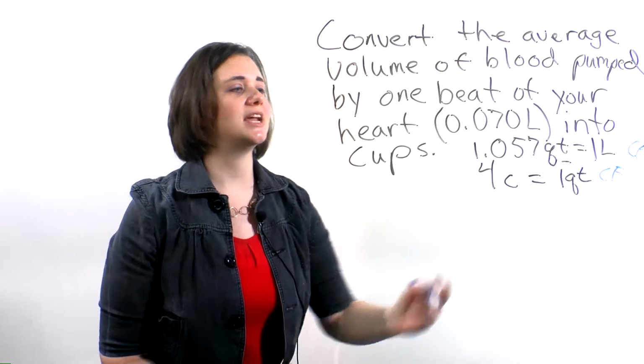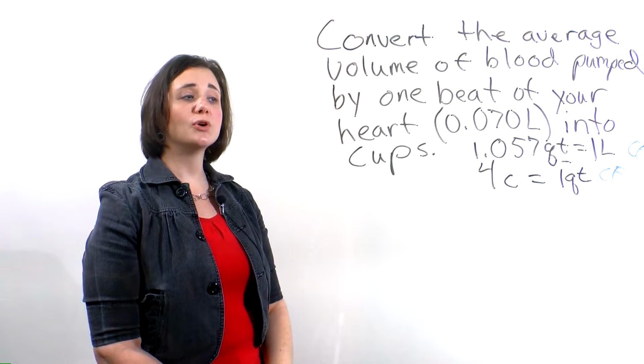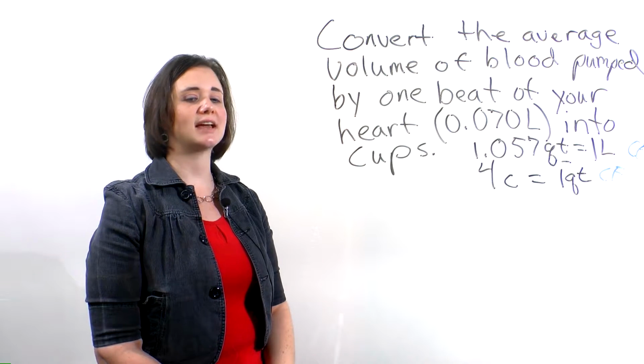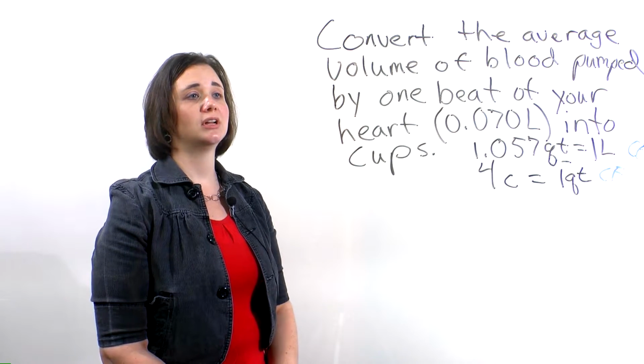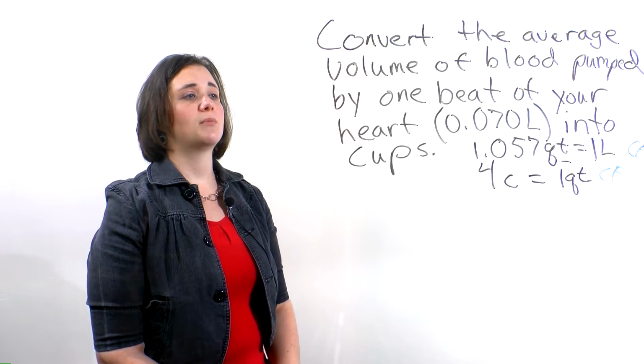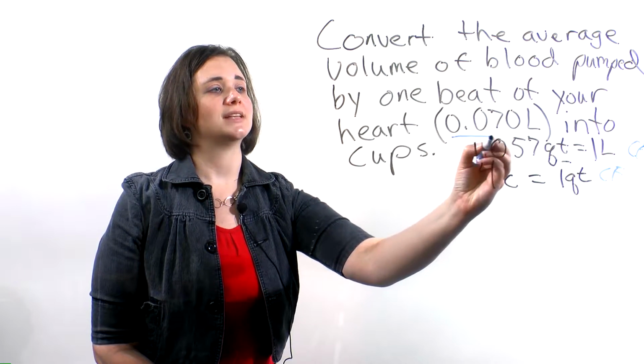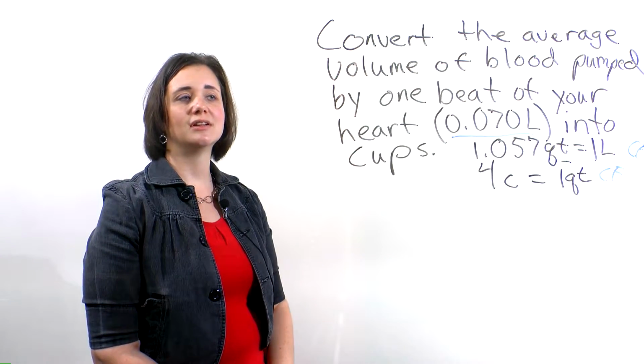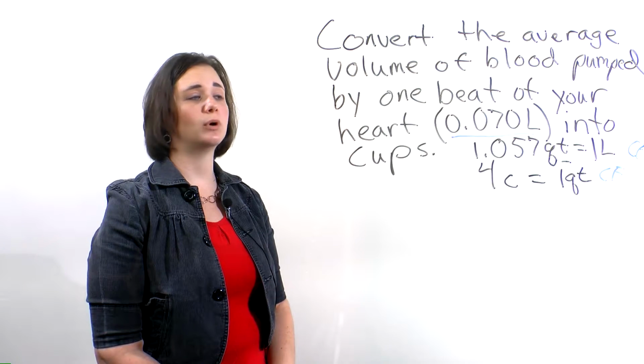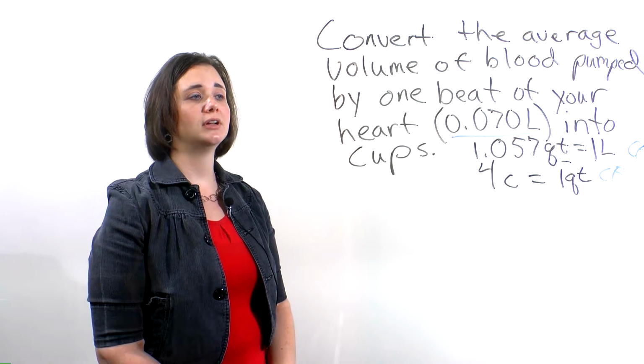I'm just going to put a CF by each of them so I know those are probably going to be conversion factors because I have 2 things that are equal to each other. The other number I have in my problem is the 0.700 liters. That's probably going to be my starting point because it's not a conversion factor.